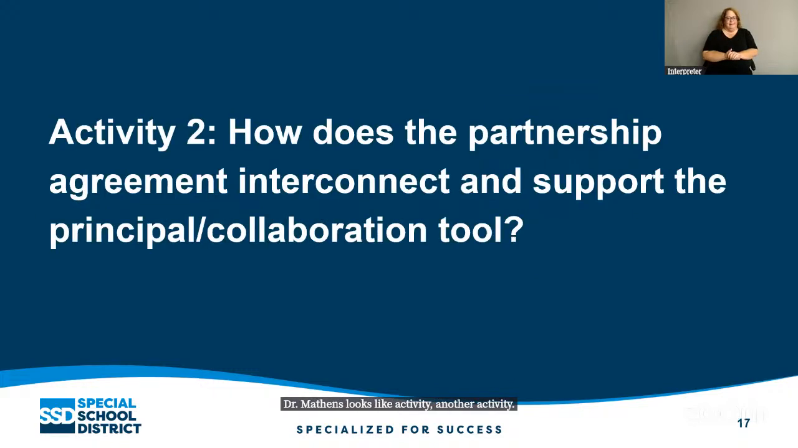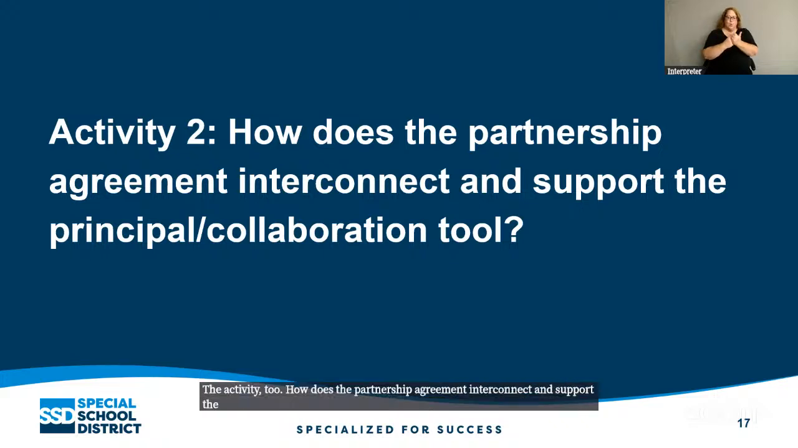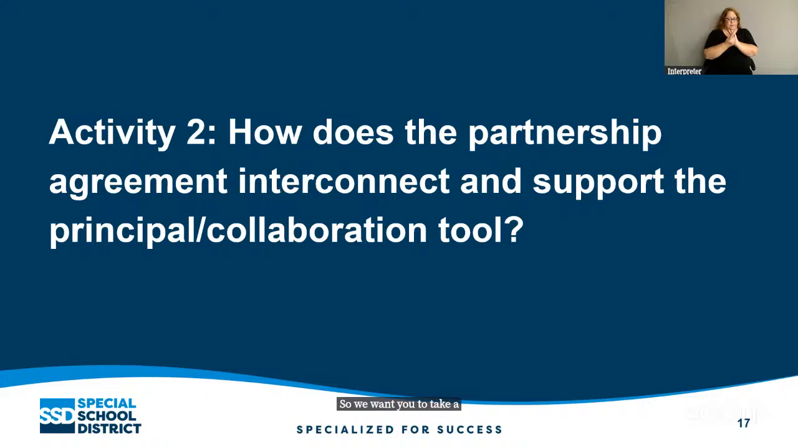All right. So activity 2: how does the partnership agreement interconnect and support the principal collaboration tool? We want you to take a moment to look at those key areas that were provided to you.